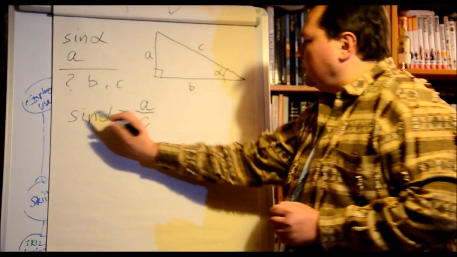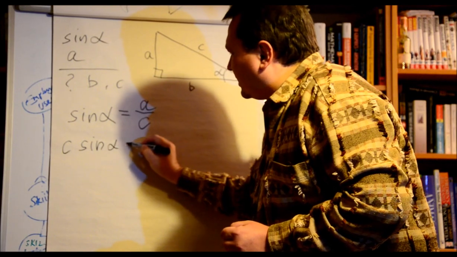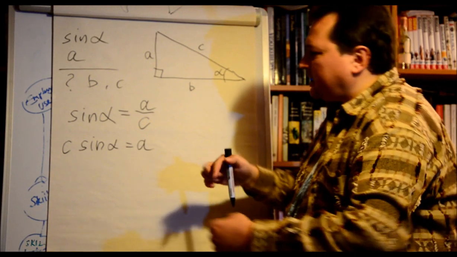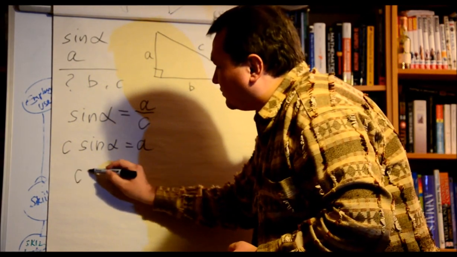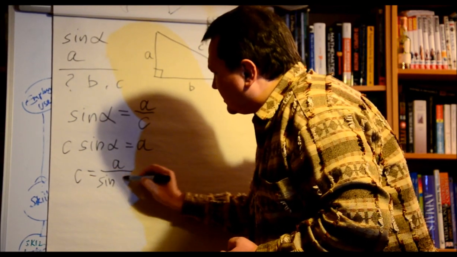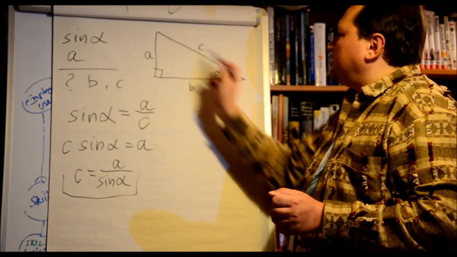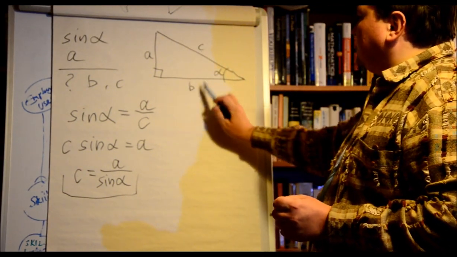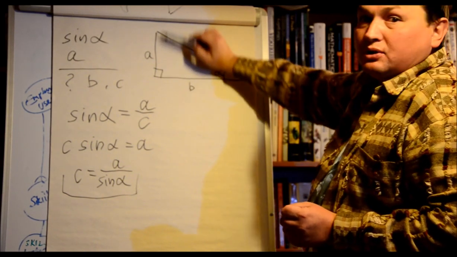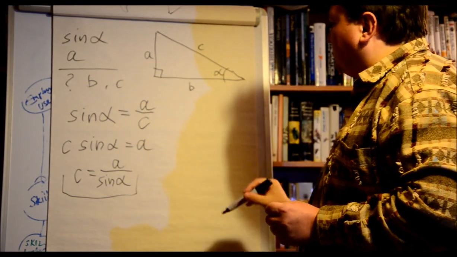So, multiplying both sides by C, I will get C sine alpha equals A. And so, now dividing both sides by sine alpha, I get the formula for C. C is A divided by sine alpha. So we have found the first of the edges that we are looking for. The second one is B, but now looking at this triangle, I can notice that I know the value of A and I know the value of C.